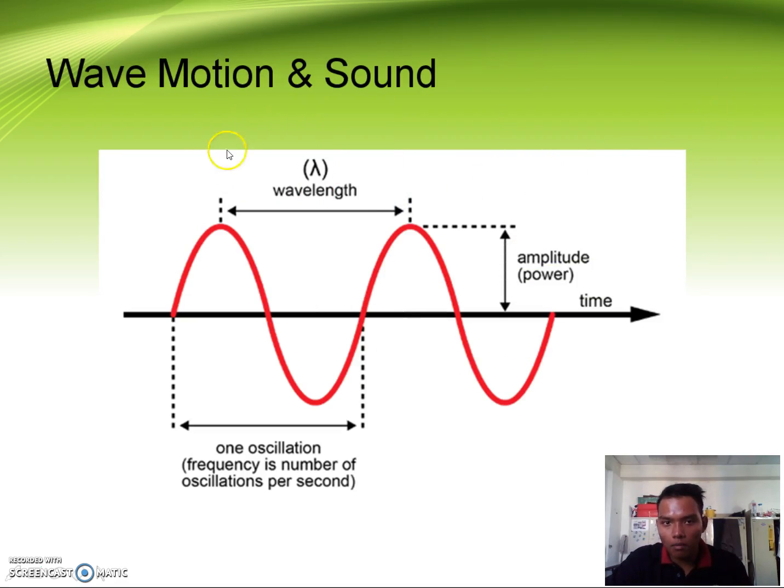Wave motion and sound. This is wavelength, and you can see this is the symbol. Amplitude is the power, and time is one oscillation. Frequency is the number of oscillations per second. You can see this in the diagram to understand more.